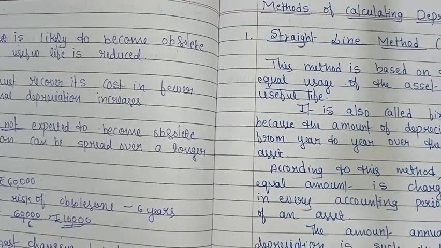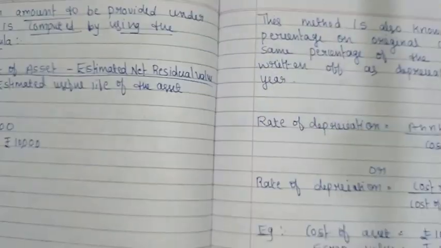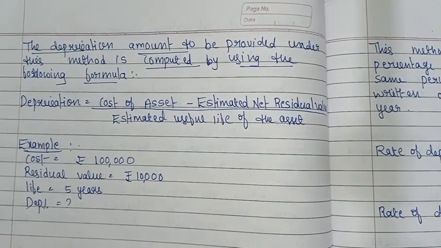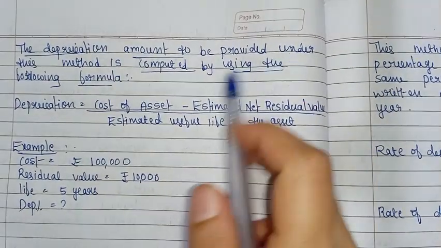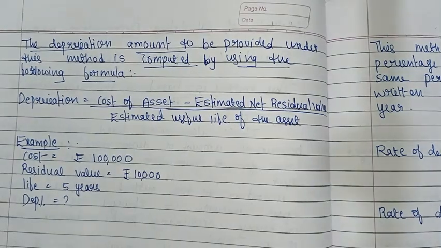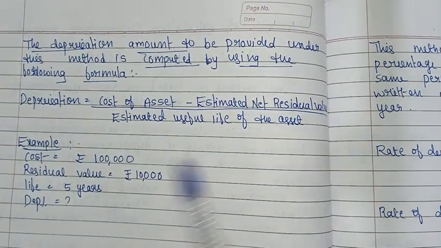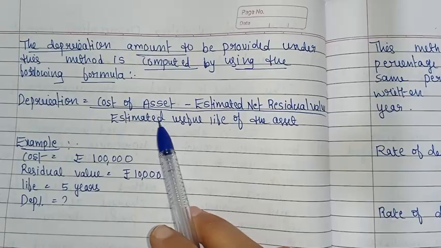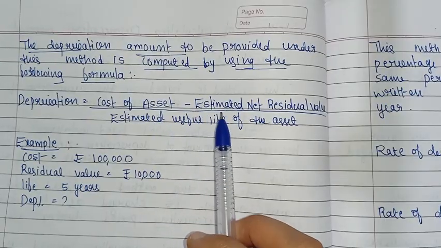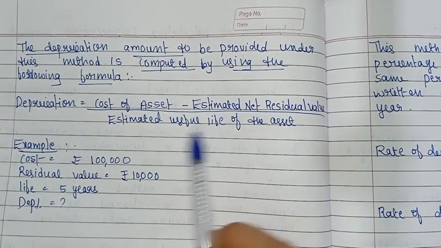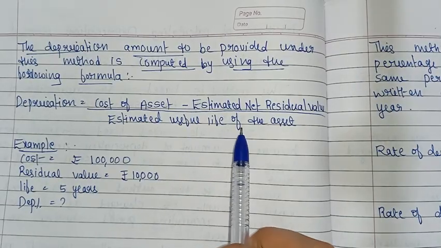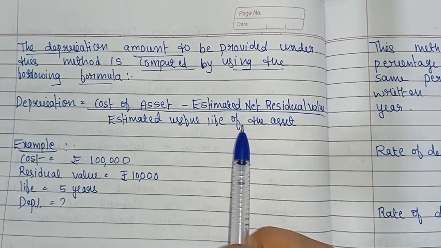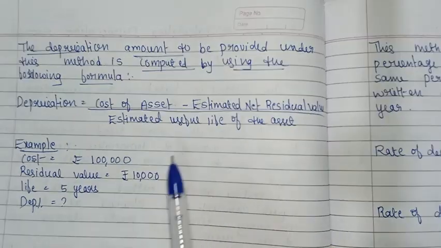Now, next. The depreciation amount to be provided under this method is computed by using the following formula: depreciation equals cost of asset minus estimated net residual value, divided by estimated useful life of the asset.